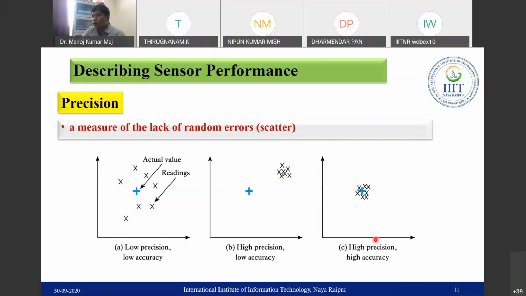And whenever all the measured readings and your actual values coincide at nearly a certain point, that is called high precision and high accuracy. So these are the three different kinds of measures we have to check for sensors, that is, how much precision and how much accuracy your sensing device can provide.